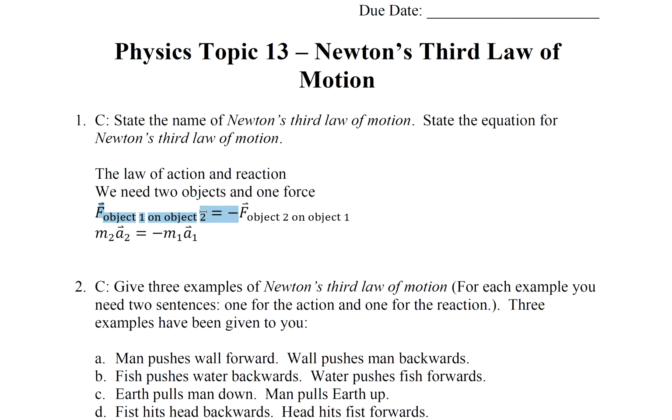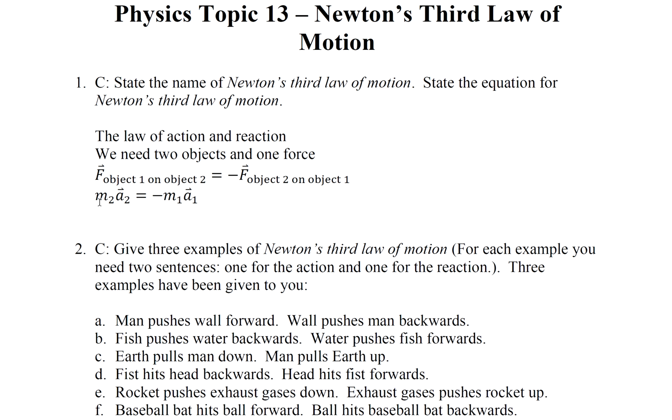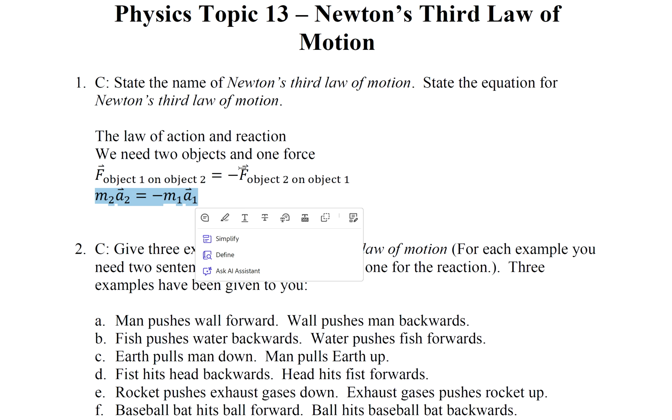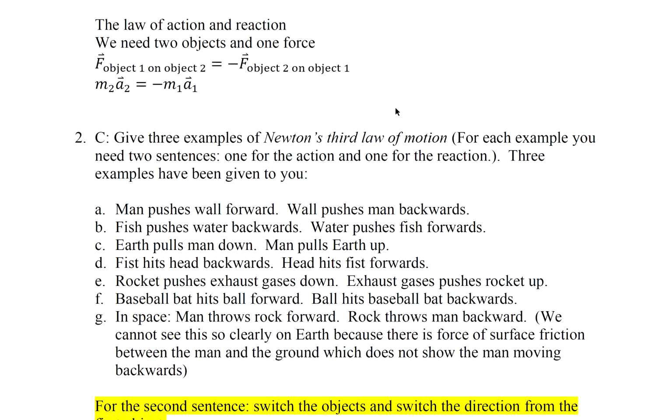So the magnitude of force of object 1 on object 2 is going to be equal to the magnitude of force of object 2 on object 1. And we know F equals ma. Question 2. Give 3 examples of Newton's third law of motion. 3 examples have been given to you.